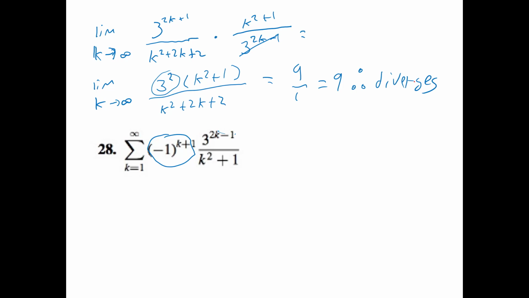All right, and so the ratio test tells us that the series diverges, right? Because we got this 9, and so it can't conditionally converge. It has to diverge. And so we're done.